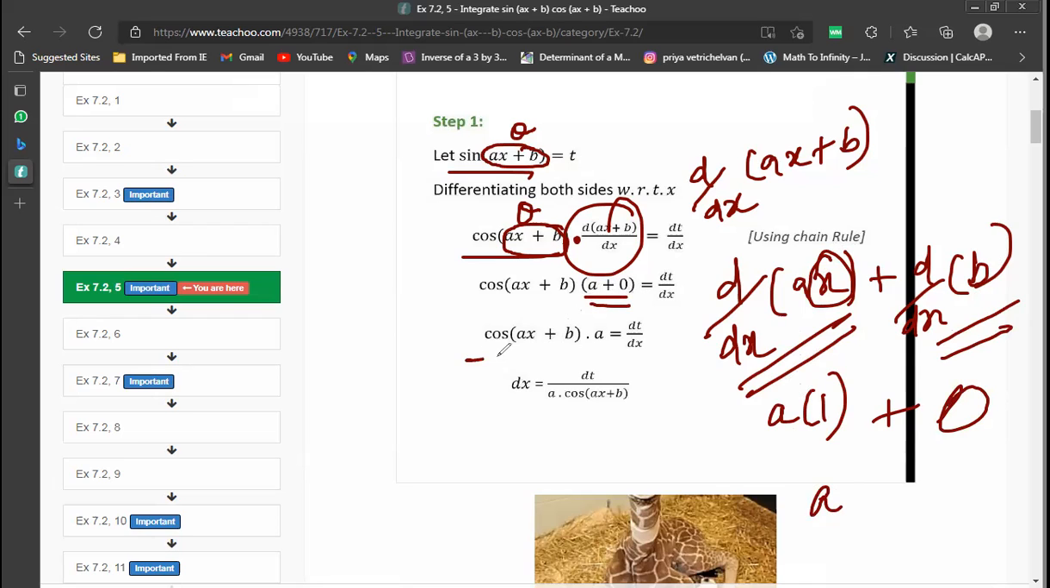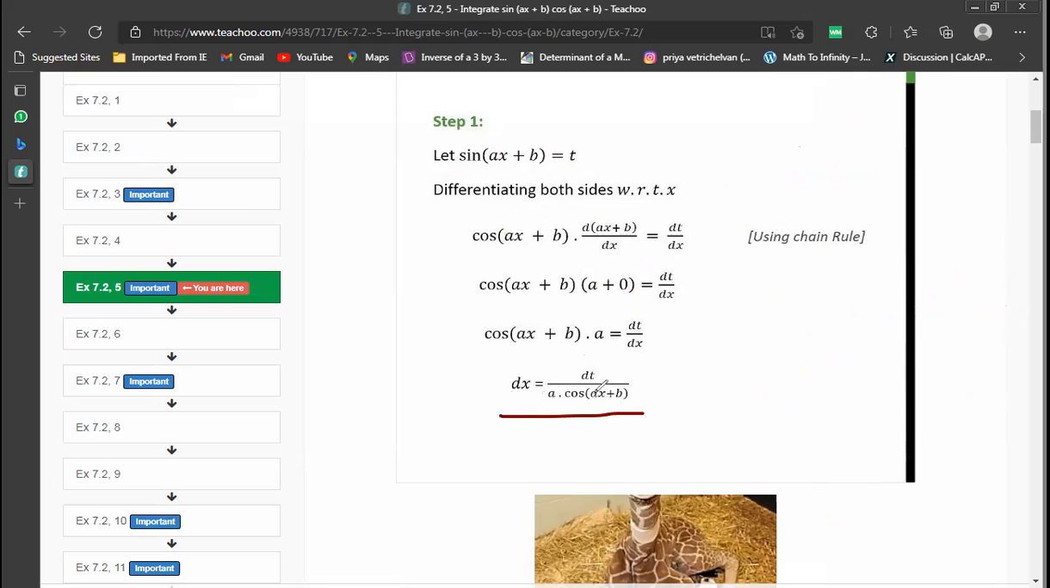So it's going to be a into cos of ax plus b equal to dt by dx. And dx can be written as dt upon a cos of ax plus b. Clear?